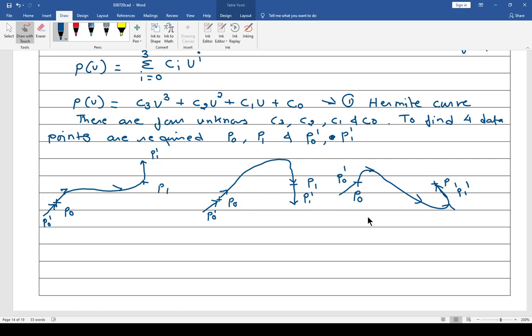This is very important: if some theory is asked, you can write down this derivation. If it is a numerical, of course we are going to solve the numerical. Generally a numerical question is expected on Hermite or maybe Bezier, and a theory question might be expected on B-spline and NURBS. B-spline and NURBS are a little difficult to digest for you because the fundamental base is not covered.